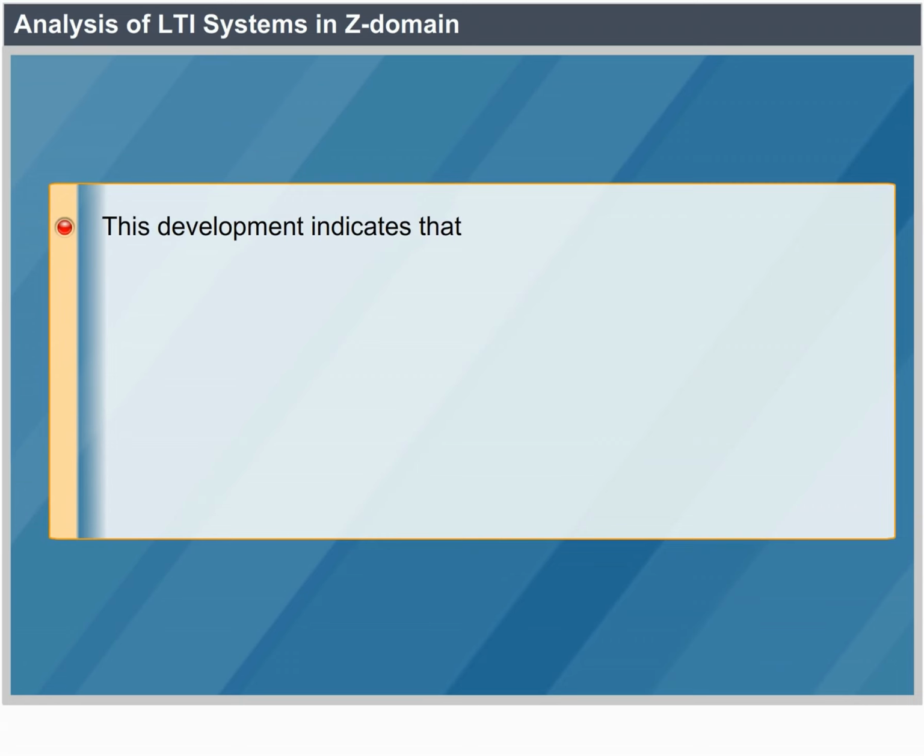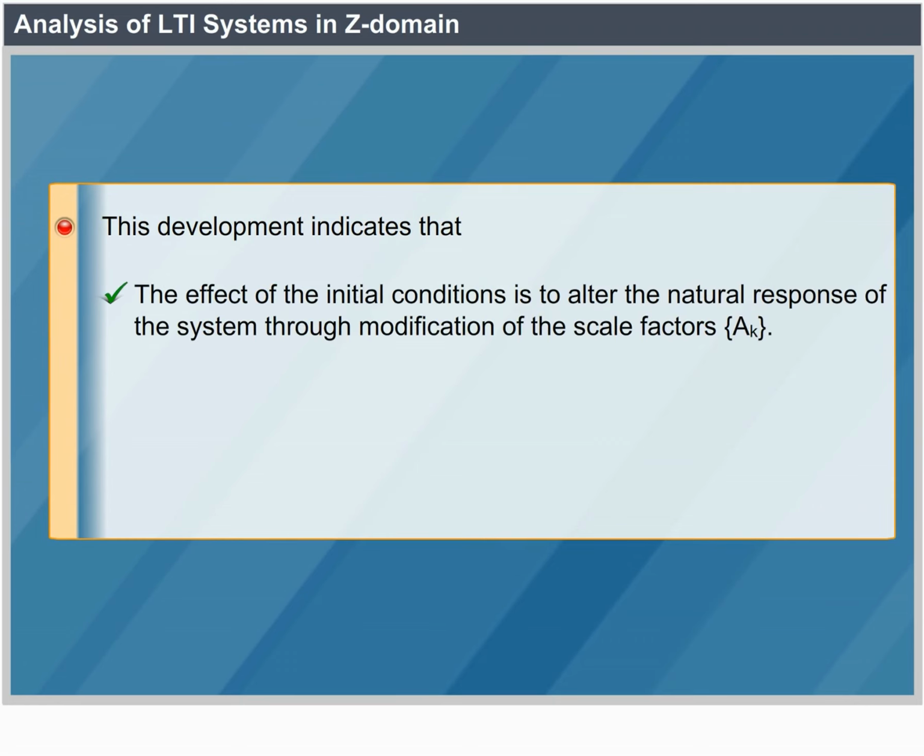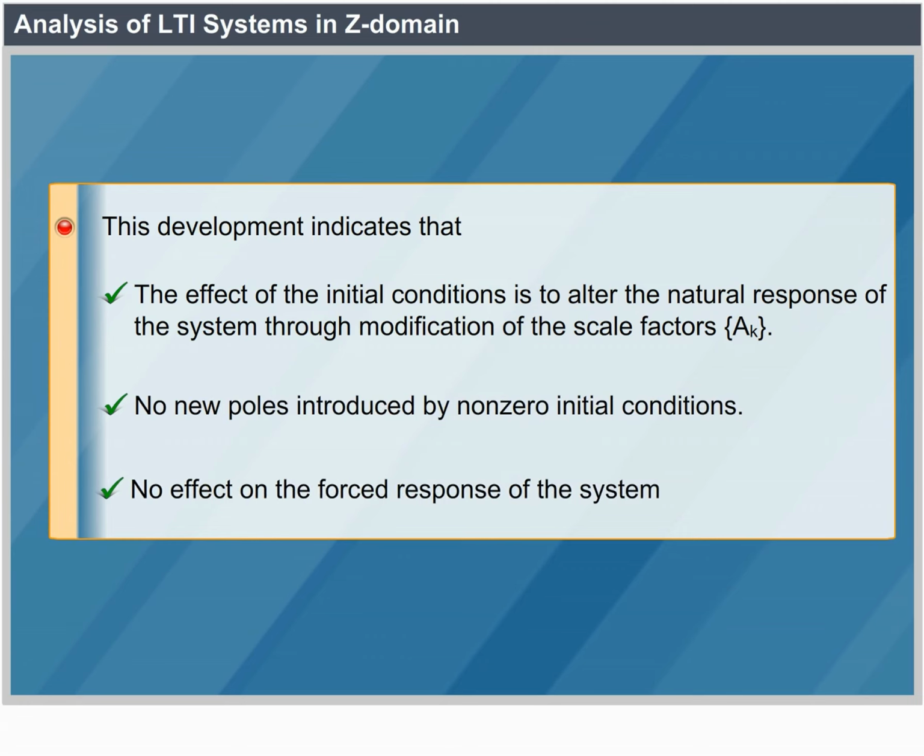This development indicates that the effect of the initial conditions is to alter the natural response of the system through modification of the scale factors a_k. No new poles are introduced by non-zero initial conditions. There is no effect on the forced response of the system.